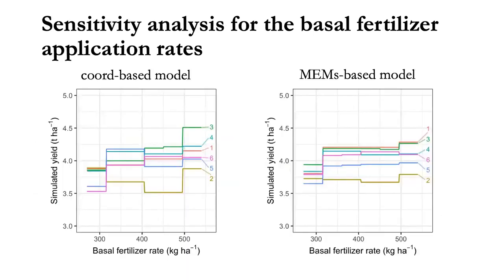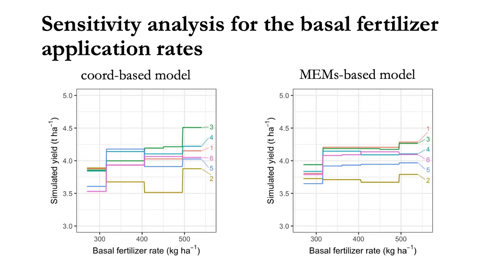And this is the result of the sensitivity analysis for the basic fertilizer application rates. So the left side is the coordinate-based model, and the right side is the MEMs-based model. As shown in these figures, the coordinates-based model shows very strange relationships between the inputs and the simulated yield. So sometimes the yield could be reduced along with increasing basic fertilizer rates.